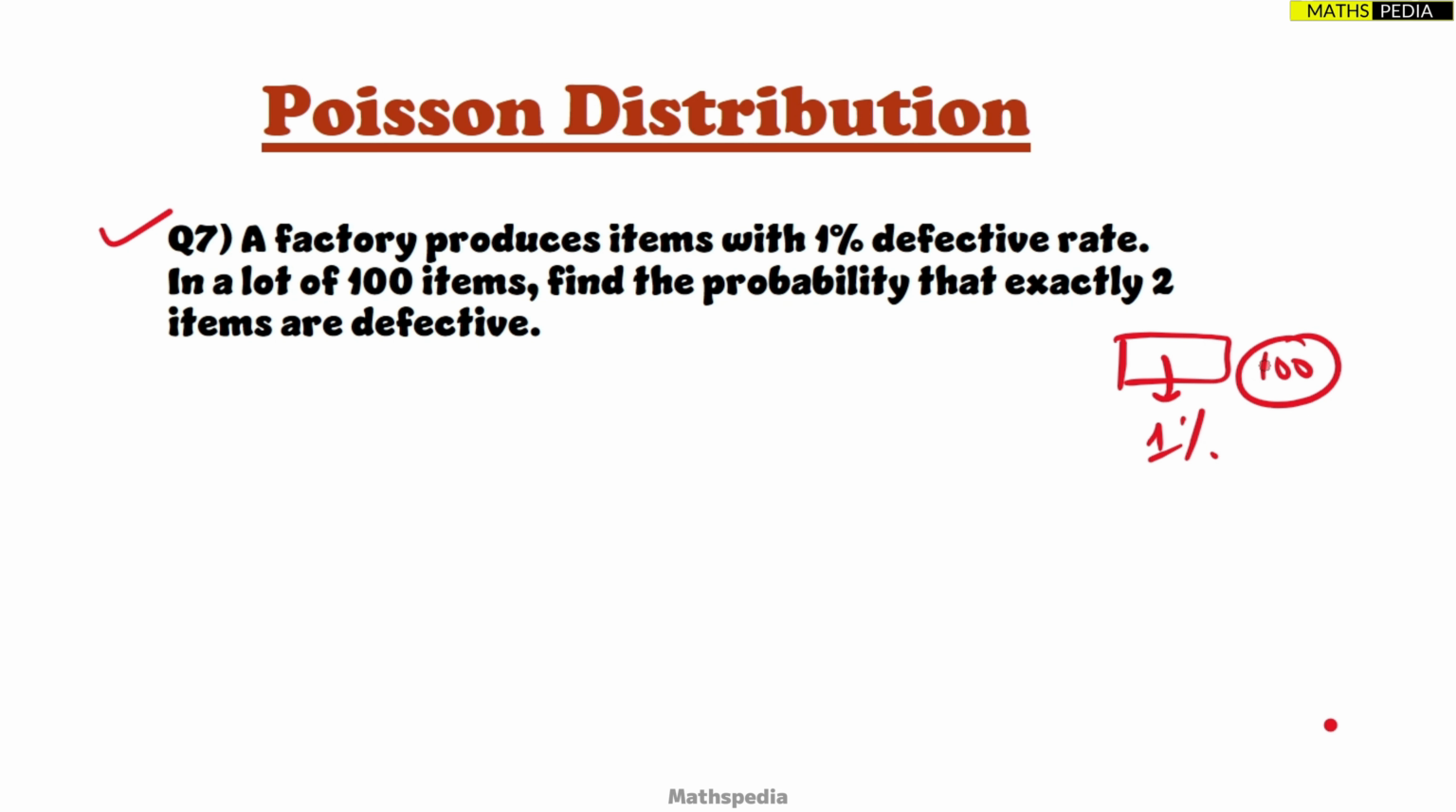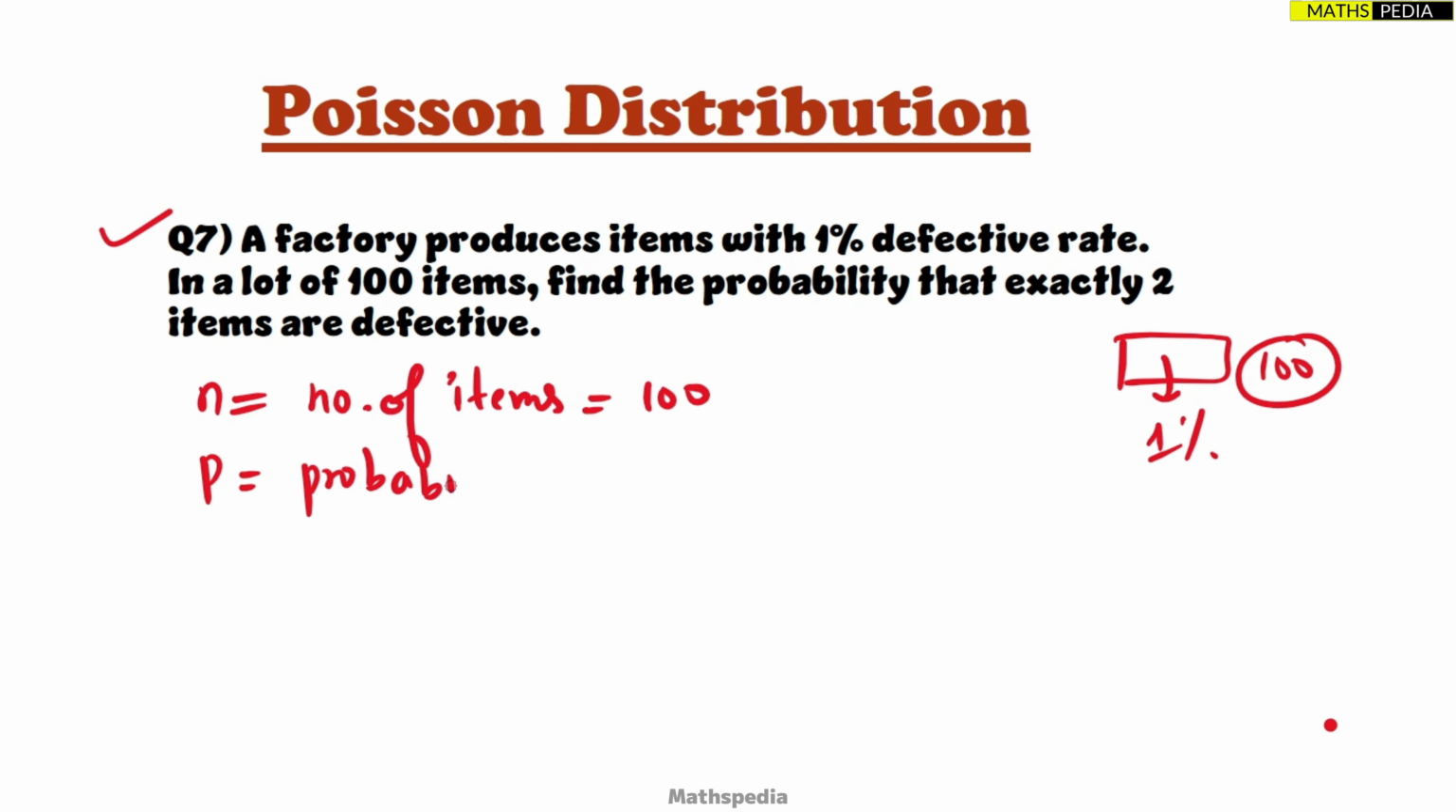So this is a scenario where we have already done one problem, which is basically the binomial distribution, where n is the total number of items we have. So the total number of items is 100, it is given, and p is the probability of these items being defective. So the probability of the defective ones is 1%, which is 1 by 100, which is equal to 0.01. So this is n and p.